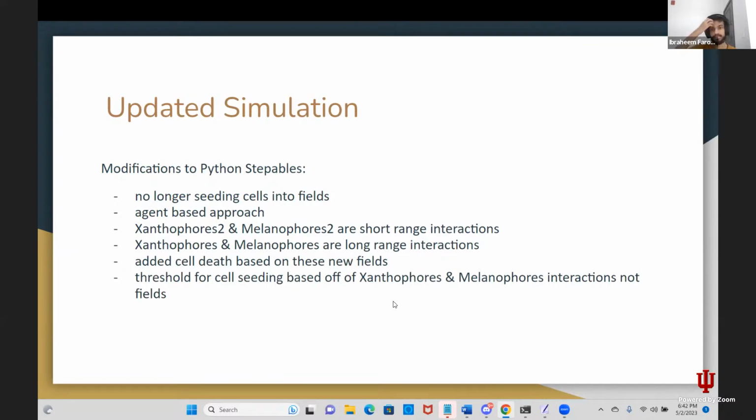And then our cell death is also no longer related to UVW fields. It is now directly based on cell to cell interactions. And then our thresholds as well are now based on these new field types that are exclusively governed by the melanophores and xanthophore cell types.